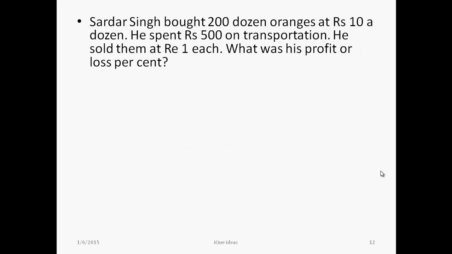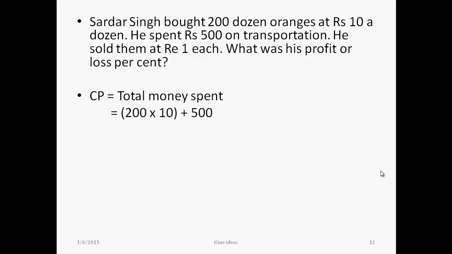Now let us say Sardar Singh bought 200 dozen oranges at rupees 10 a dozen. He spent rupees 500 on transportation. He sold them at rupee 1 each. Then what was his profit or loss percent? Now, in such examples, we simply calculate whatever went out of the pocket as the cost and whatever came into the pocket as the sale. So, taking cost price as total money spent, that would be 200 dozen at the rate of 10 rupees per dozen plus the amount spent on transportation, which works out to rupees 2500.